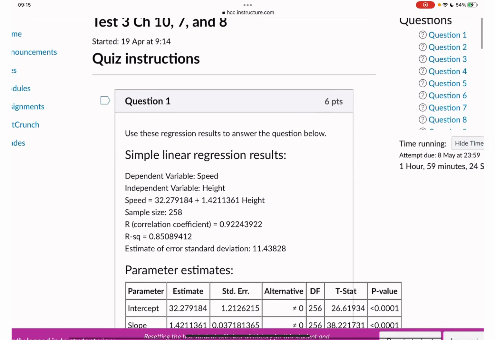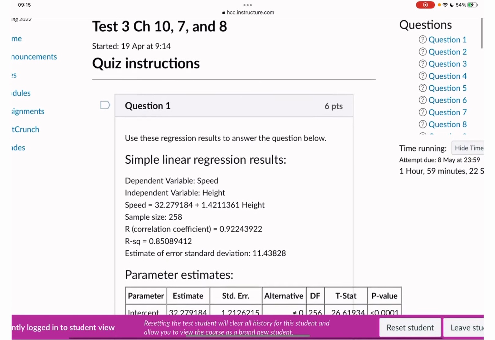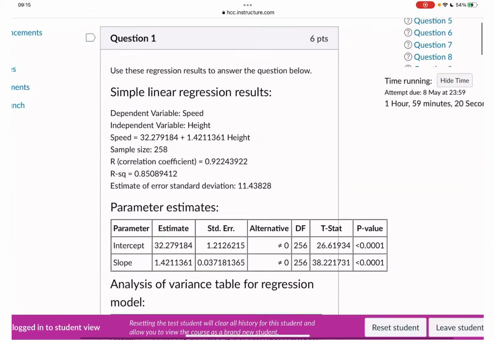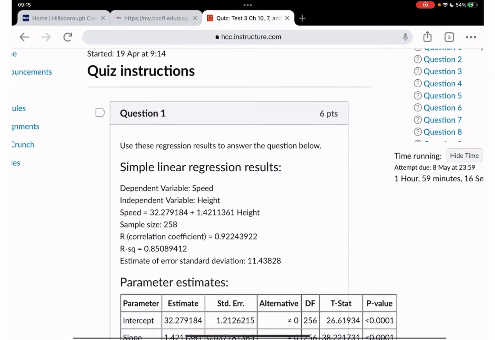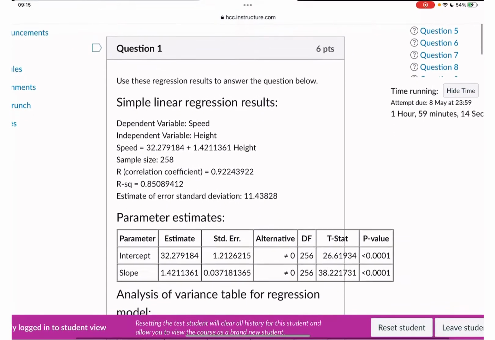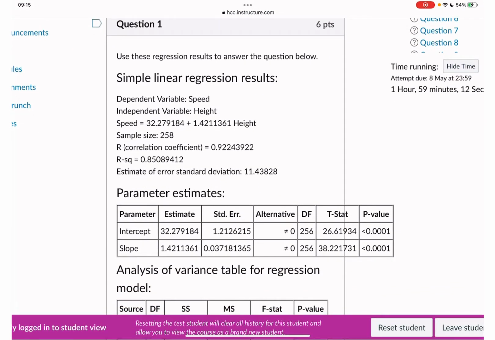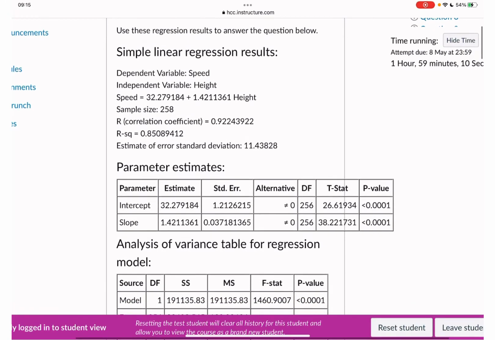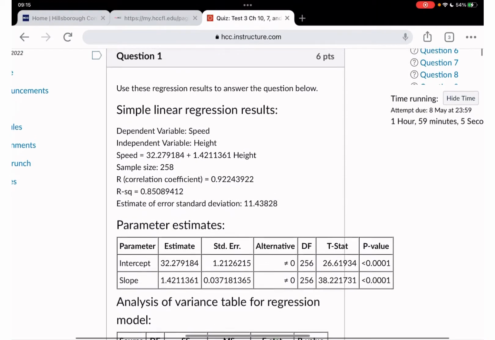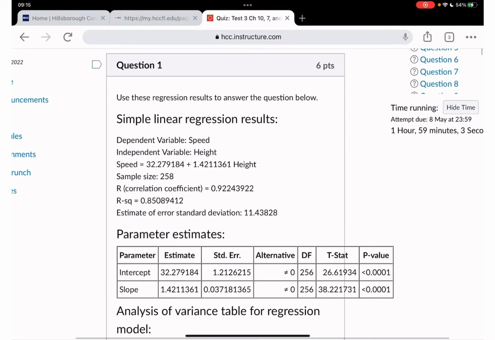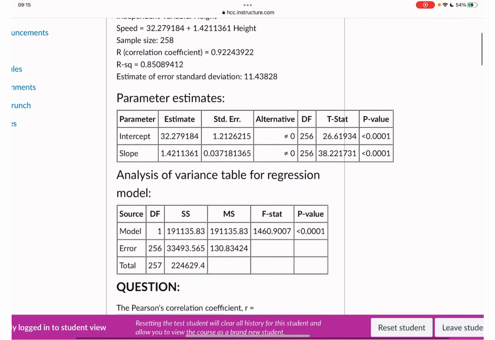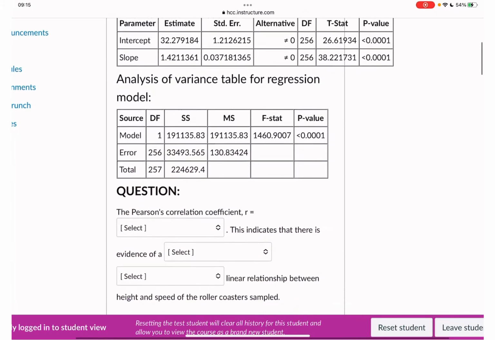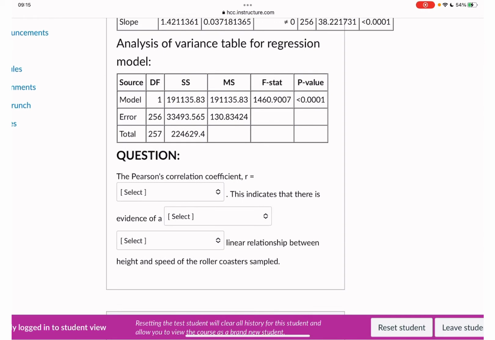Okay, let's do an example of test 3. So question number 1, simple linear regression results. All this information is given. Here we have speed, sample size, correlation, R squared, and all the parameter estimate analysis. So let's see the question.